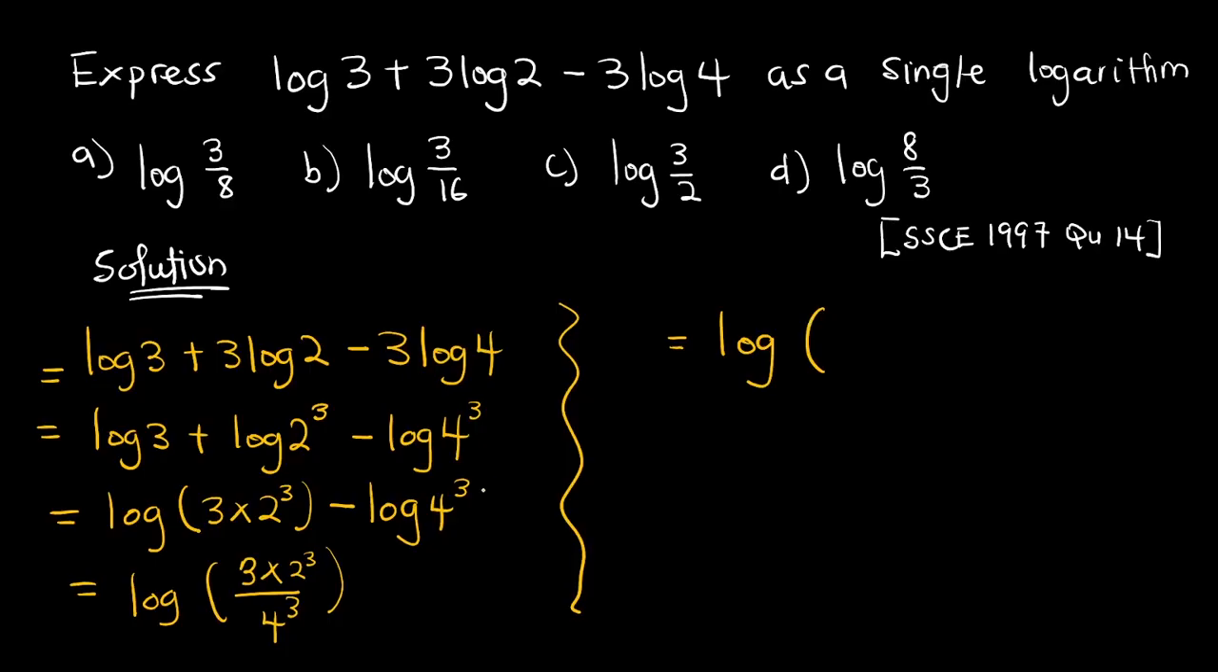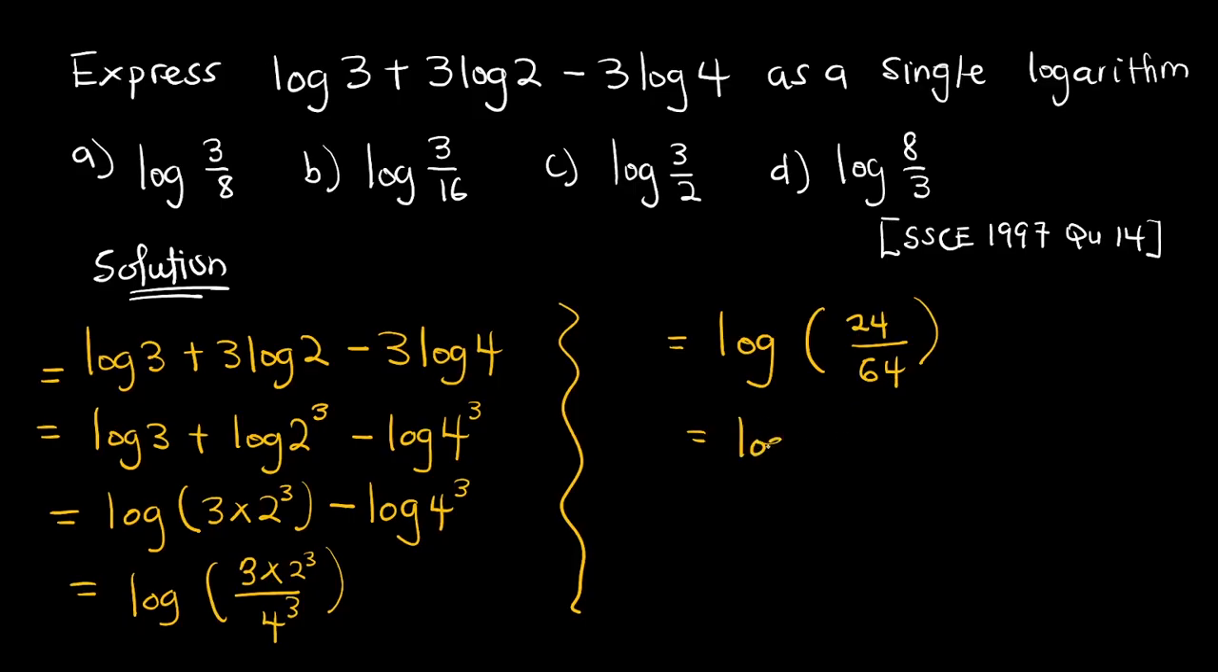2 raised to the power 3, that is 8 multiplied by 3. So we have over here 24, and then 4 raised to the power 3, that will give me 64. Okay, so from here, all I have to do is to find a number that will simplify 24 and 64, a number that will go into both of them. So from here, I can see that 8 can do justice to that. So 8 will go into 24 3 times, and then go into 64 8 times.